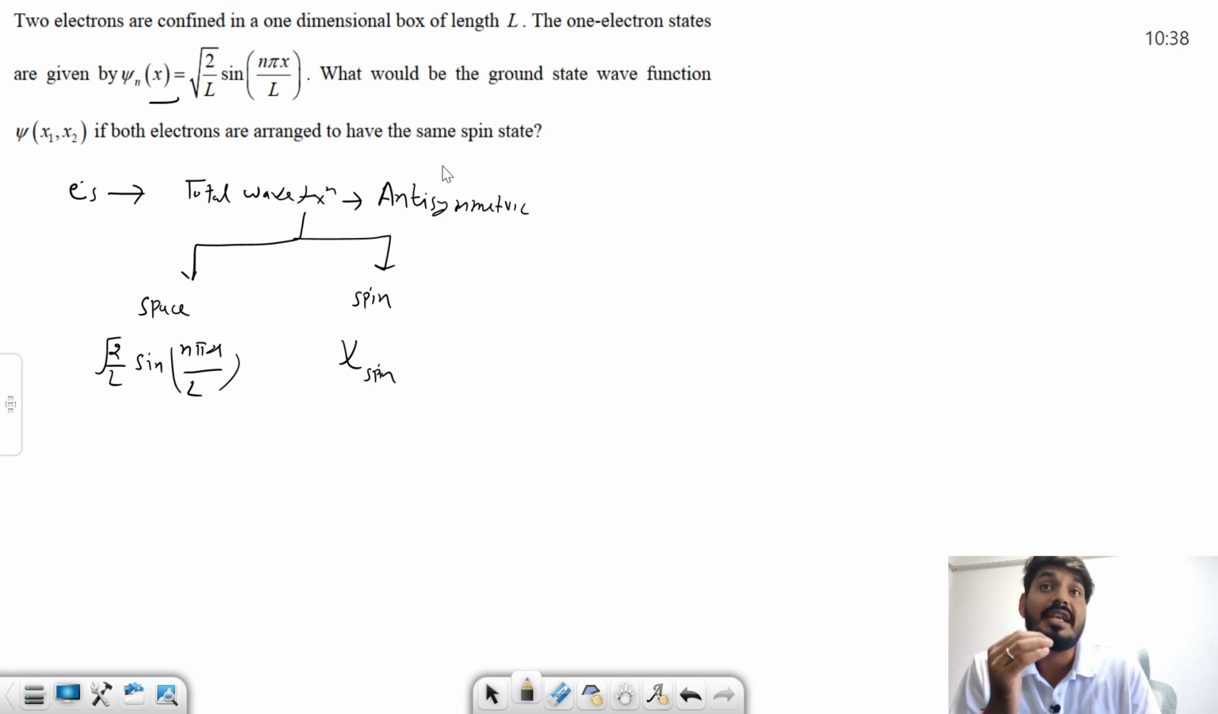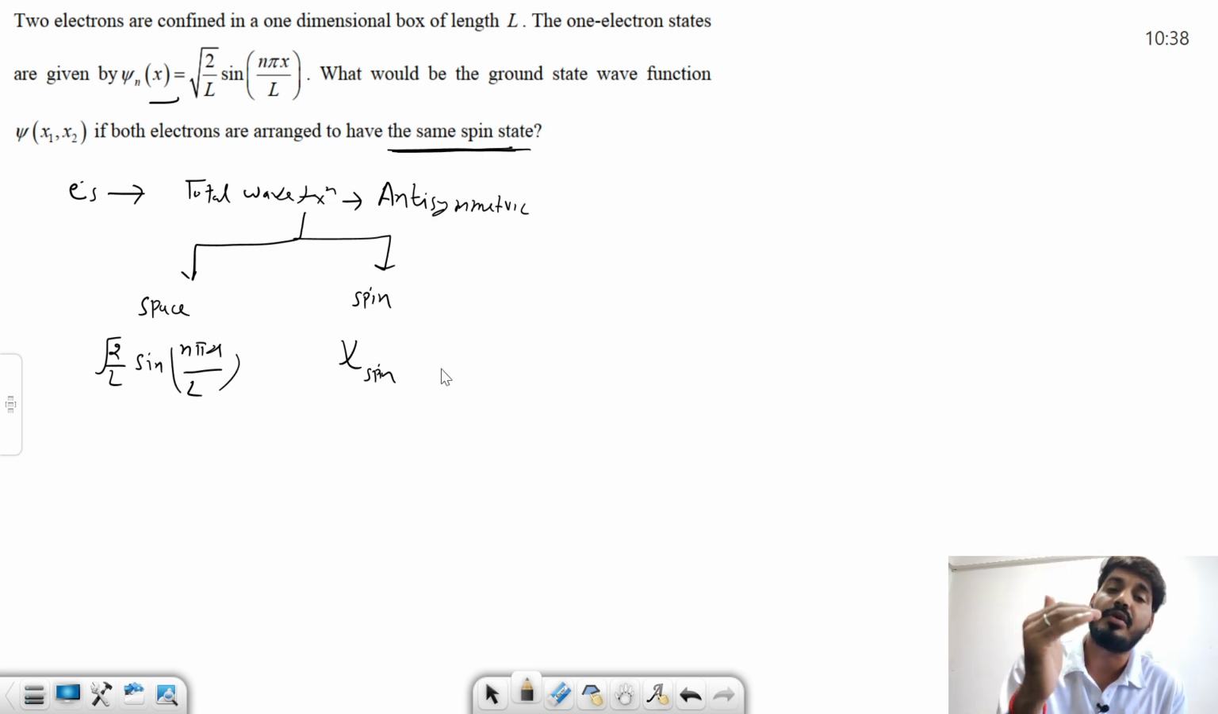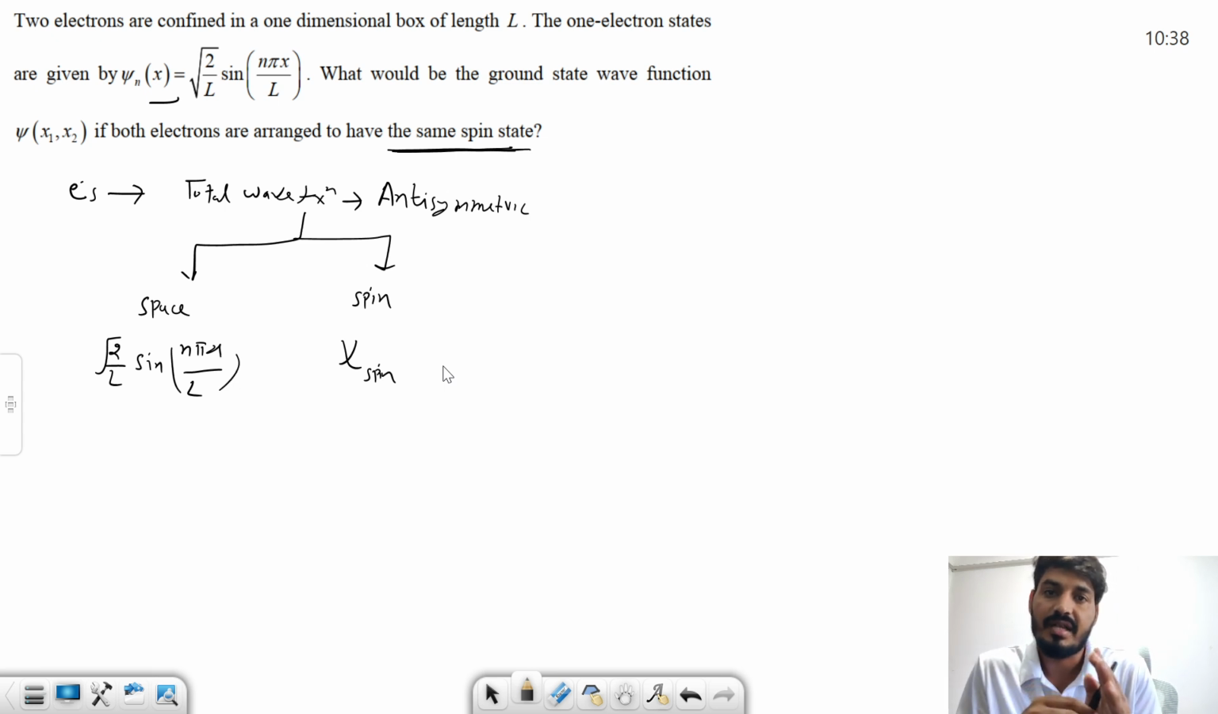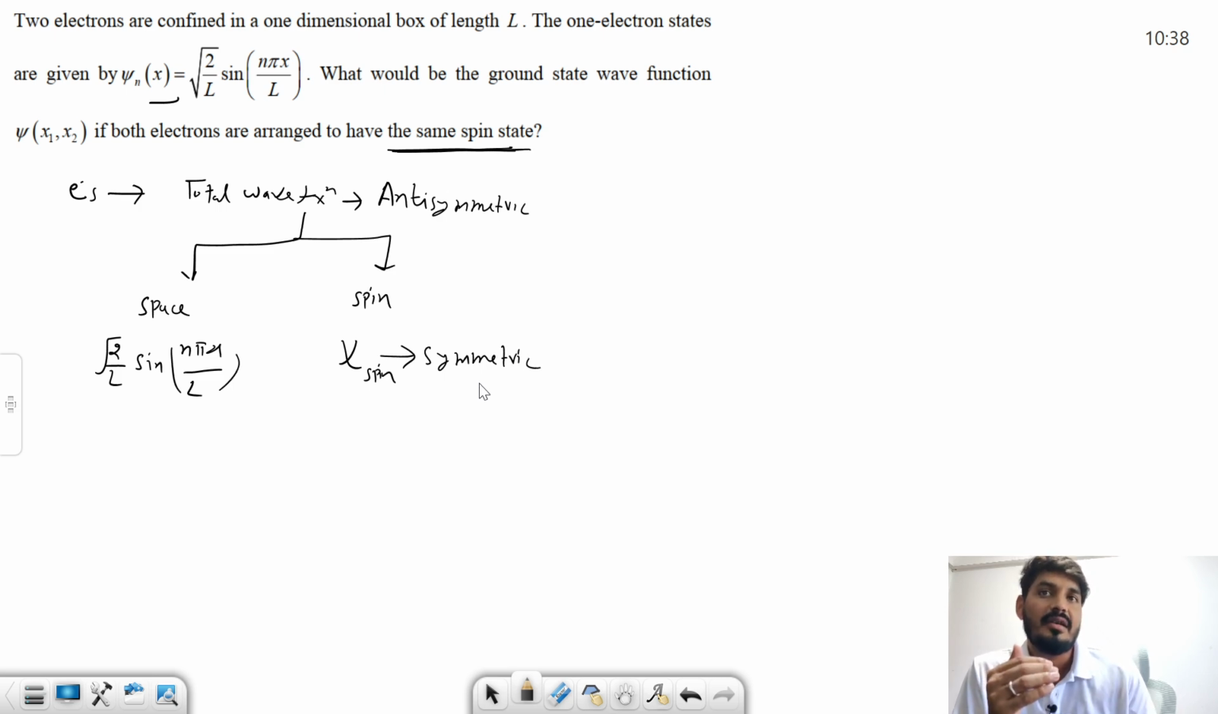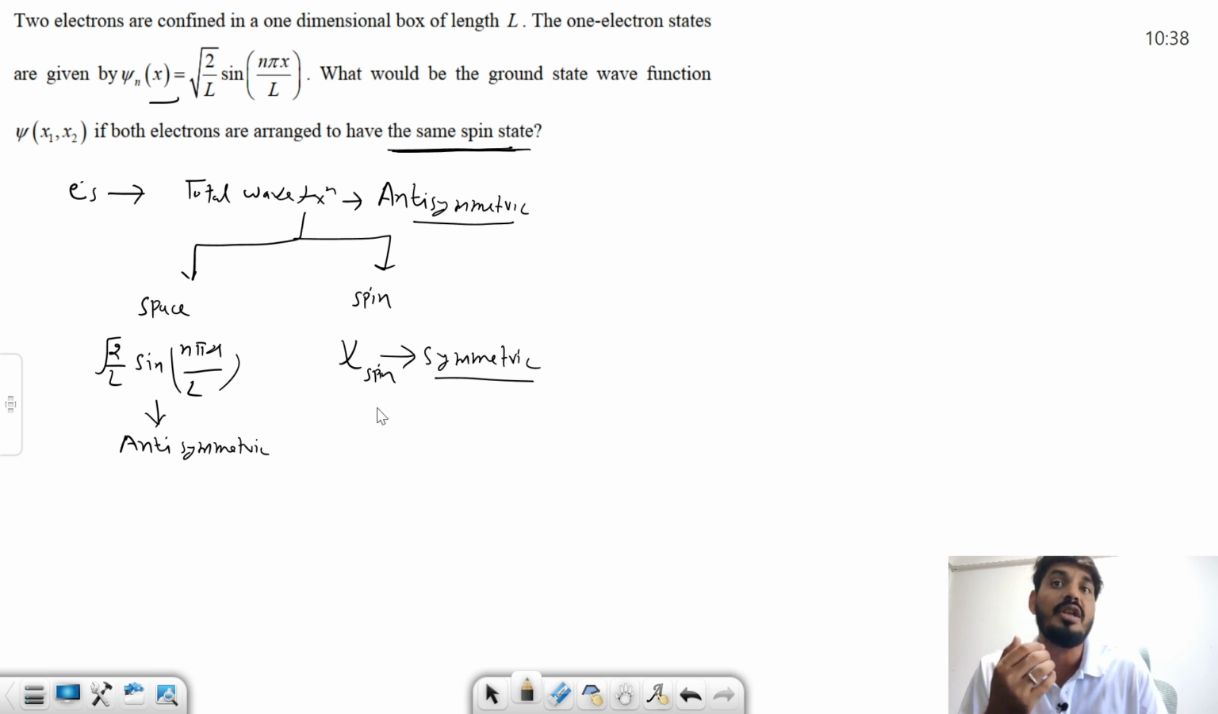Now what is given to us, that electrons are arranged in same spin state. That means both the electrons have the same spin state, singlet state में है, right? So अगर दोनों एक ही spin state में हैं तो spin part क्या हो गया? Symmetric हो गया. आपको निकालने की जरूरत भी नहीं है. This is symmetric. अब ये symmetric है, टोटल हमें एंटी सिमेट्रिक चाहिए, तो क्या होना चाहिए ये वाला पार्ट? This must be anti-symmetric. Then only we can say that total wave function must be anti-symmetric.